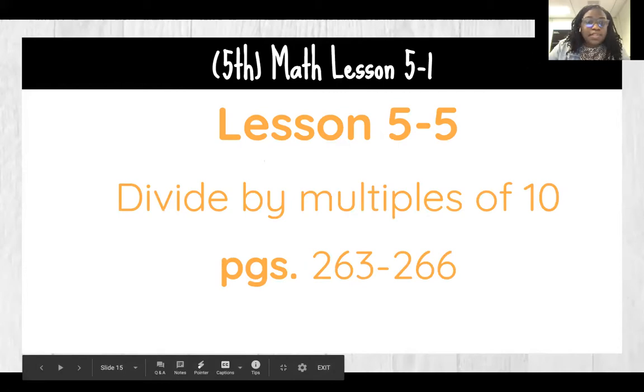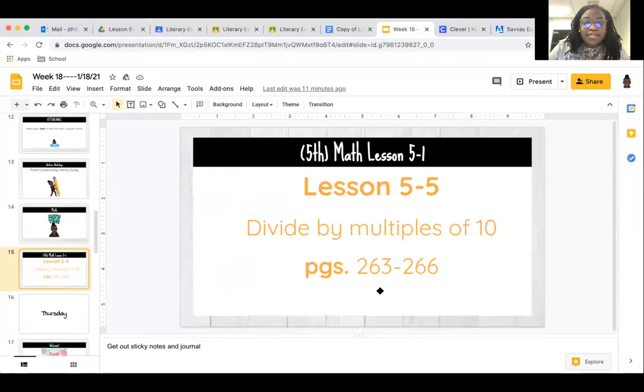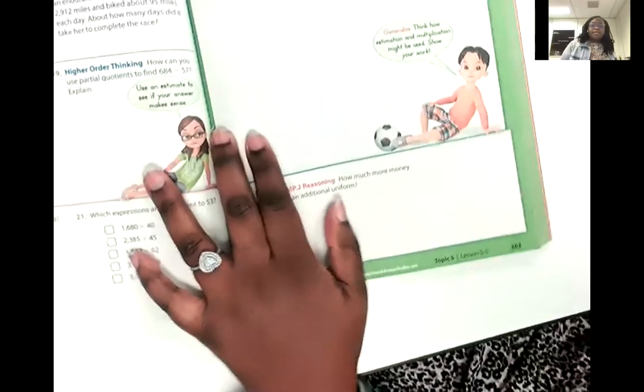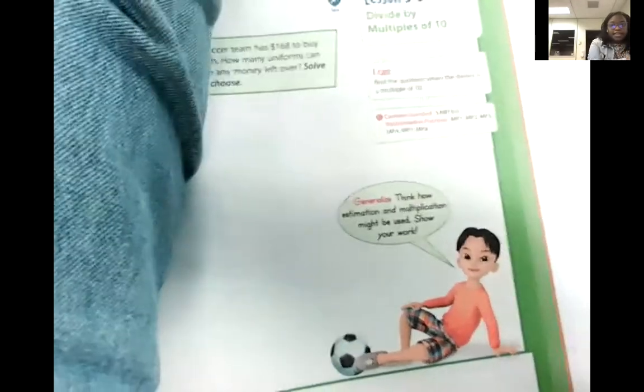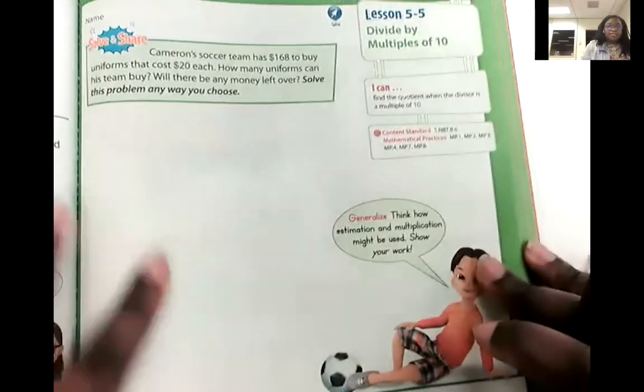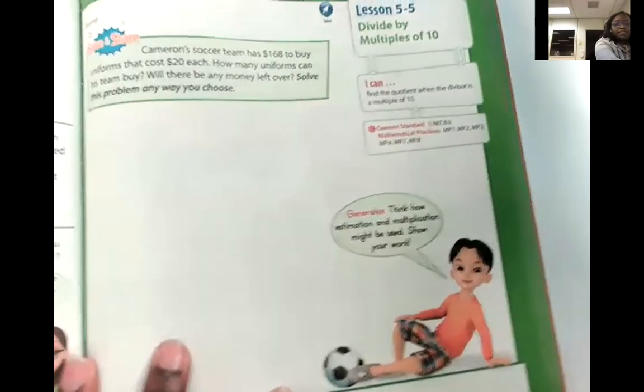Okay, so get this really fast. Okay, and pause my share, stop the share. Okay. We are on page 263. Reshare my screen to my doc cam. All right. So our I can statement for today is, let me make this as straight as I can.